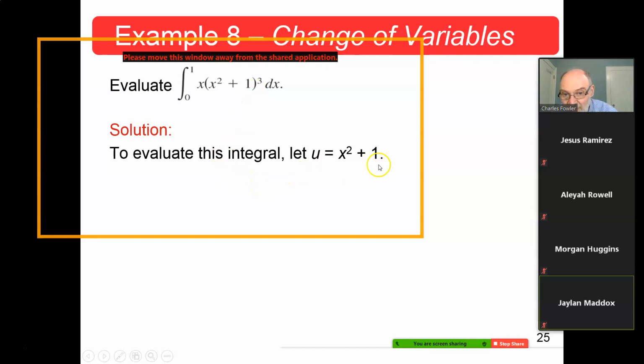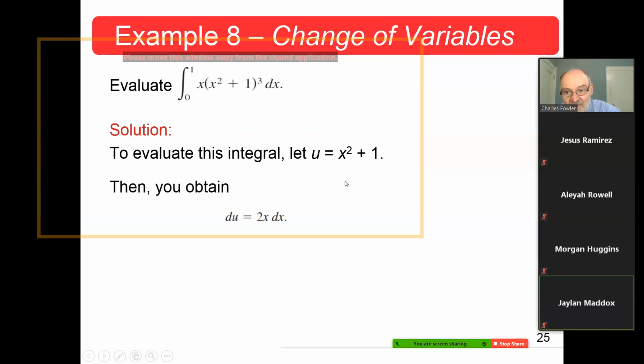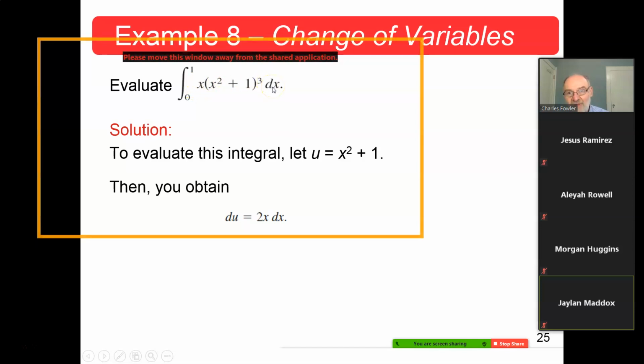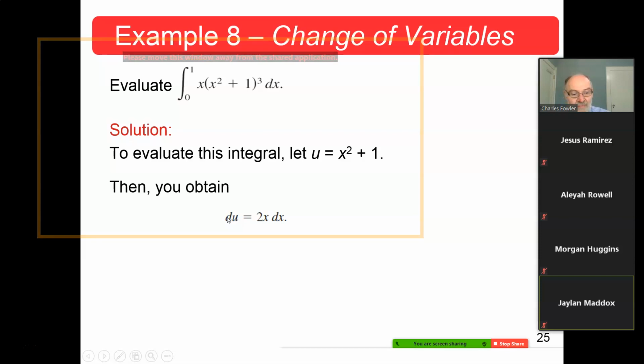Once you let u be this, then du is equal to 2x dx. Why they don't write it under here, I don't know, but it's fine, anywhere they want to write it. But up here you have an x dx, you don't have a 2x dx. So to divide out the 2 down here and put it with the du, that'll be 1/2 du is equal to x dx. And we have the x dx up here, and then this would be u cubed, and that would be times 1/2 du.